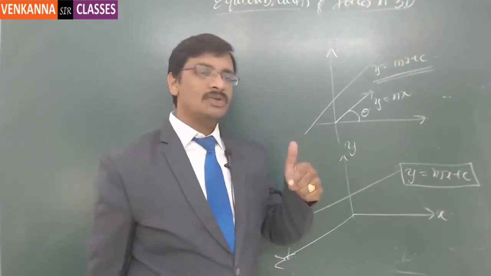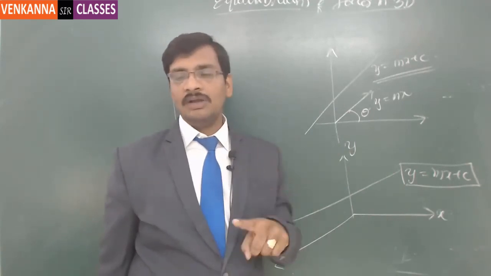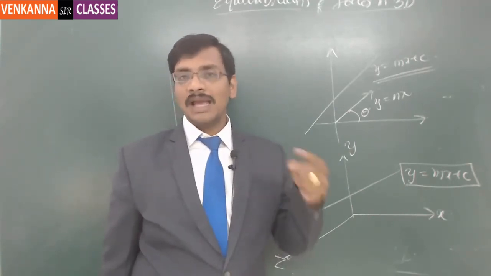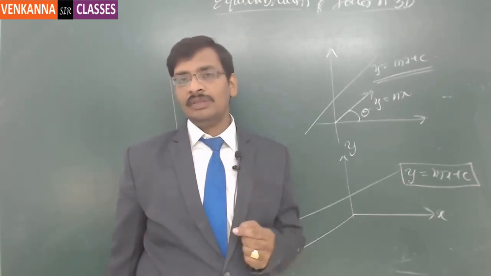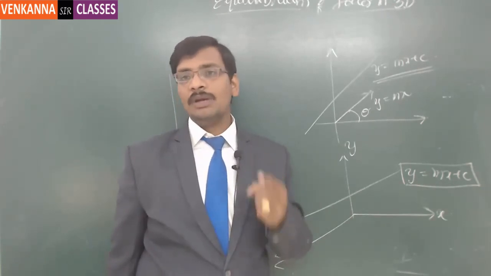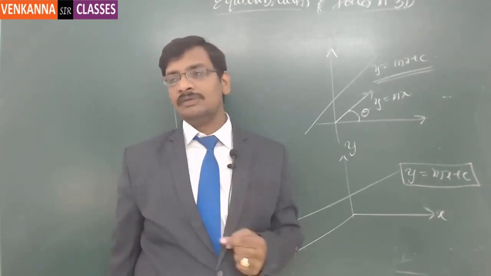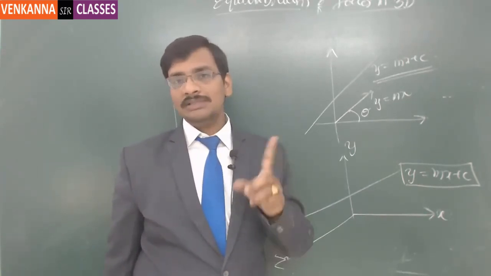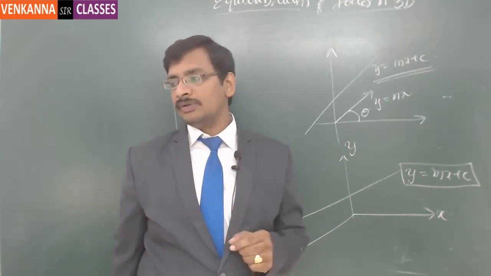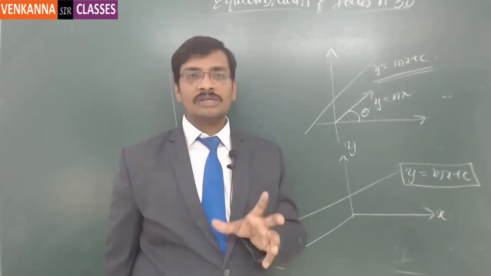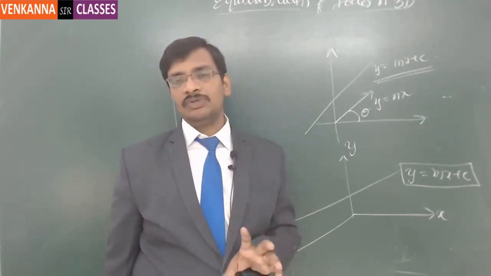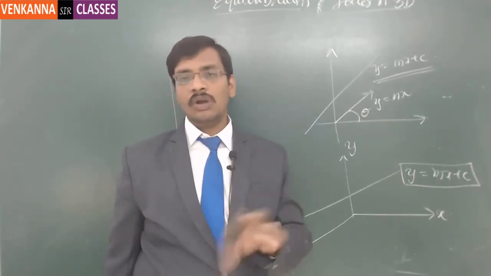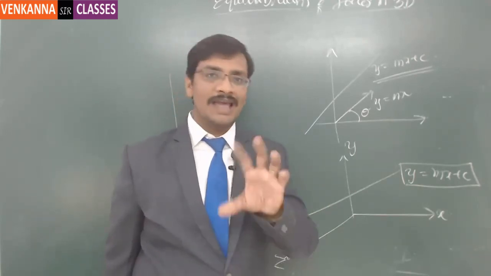Those values are alpha, beta, gamma, where alpha is the angle made by the x-axis with respect to the line, beta is the angle made by the y-axis with respect to the line, and gamma is the angle made by the z-axis with respect to the line. So those 3 angles are independent of each other. It is not dependent on one or the other. That means every angle is independent.